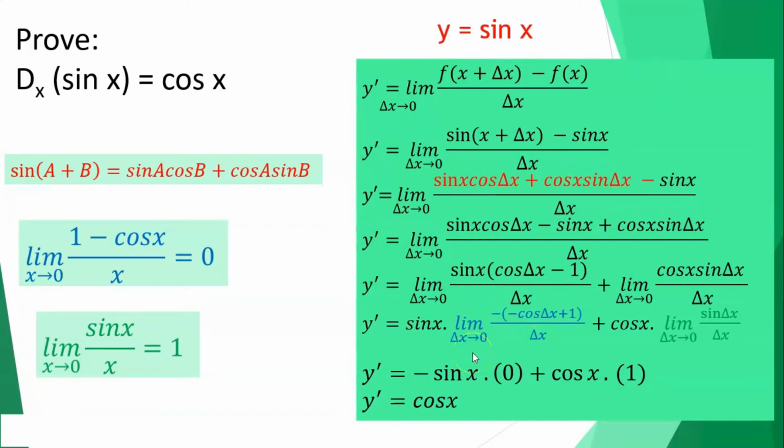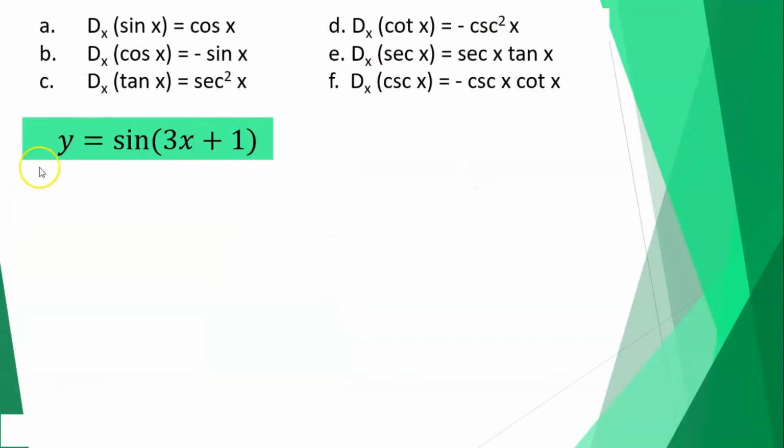So we don't really have to discuss the rest of the proof for the rest of the trigonometric functions. So take note of that. So let's have more examples. So if we're given here sine 3x plus 1, so what is its derivative? So again, derivative of sine is cosine.